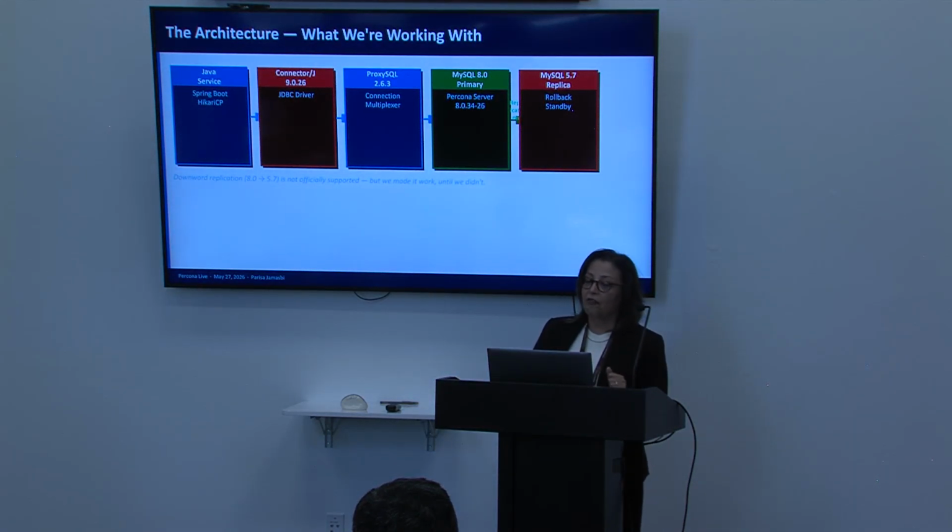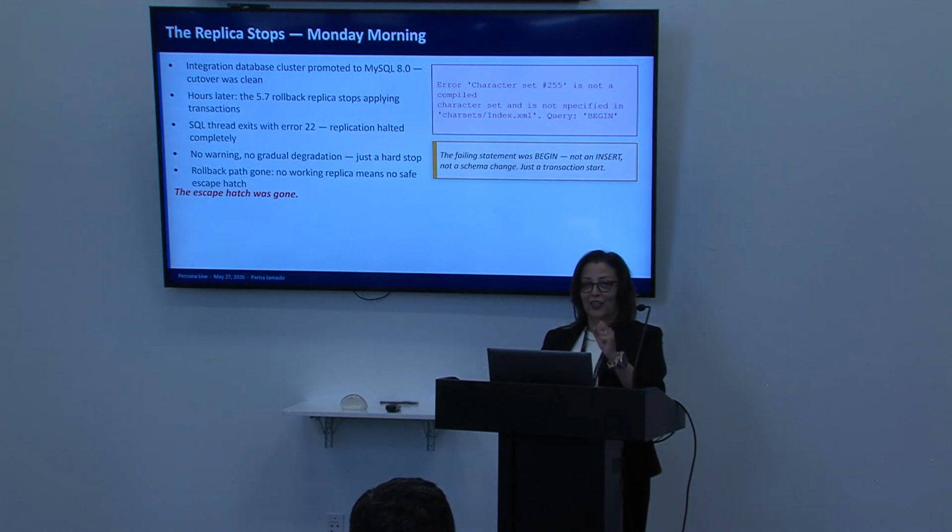This is the architecture of our application. Java goes to the connector, goes to ProxySQL, goes to MySQL 8, and then we wanted to go back to MySQL 5.7 for rollback. As soon as we promoted MySQL 8 and moved the replication back to 5.7, replication broke with error code 22, saying character set 255 is not a compliant character set for MySQL 5.7. The failing statement was BEGIN. That's why the replication broke.